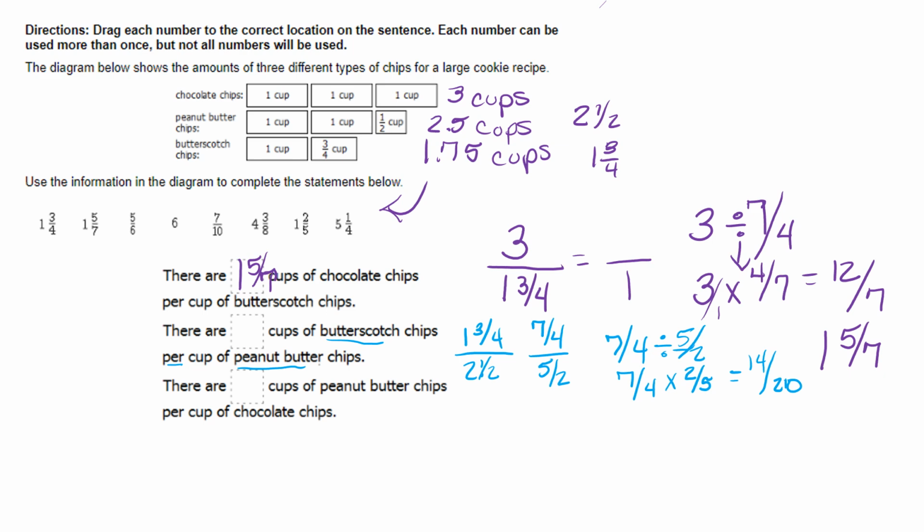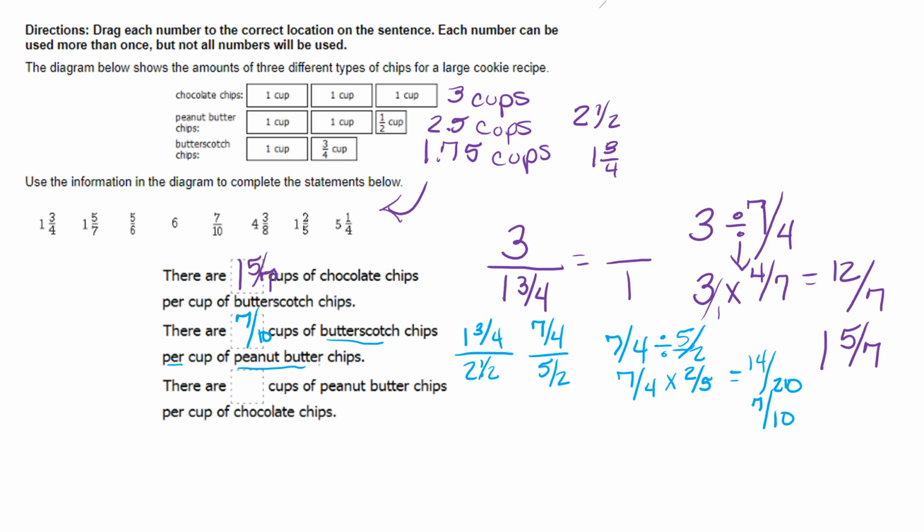Okay, I don't see that option. Maybe I need to simplify it. So what can go into 14 and 20? Both of them can be divided by 2. So if I divide the top by 2, I get 7. If I divide the bottom by 2, I get 10. That was a great example of sometimes we have one more step we didn't think about. So 7/10.